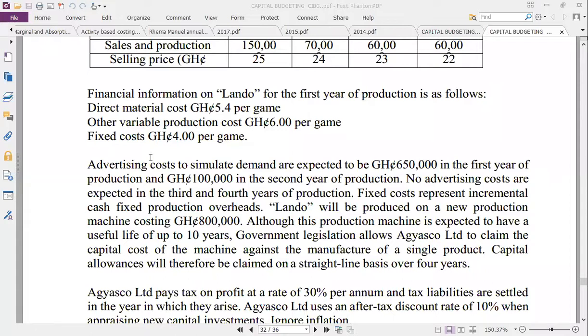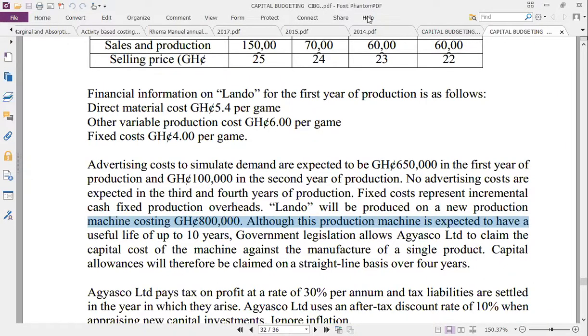So here we are saying that although this production machine is expected to have a useful life of up to 10 years, government legislation allows Ajasco Limited to claim the capital cost of the machine against the manufacturing of single products. Capital allowances will therefore be claimed on a straight line basis over 4 years. So are you going to use 4 years or 10 years? What's the cost of the machine? 800,000. So you have to just calculate the taxman's depreciation.